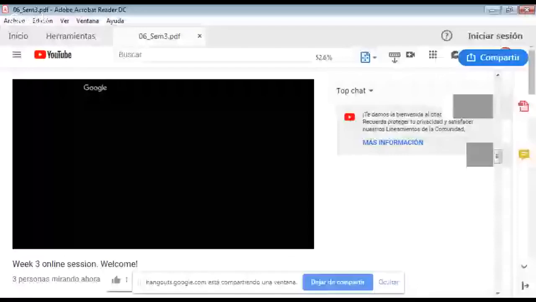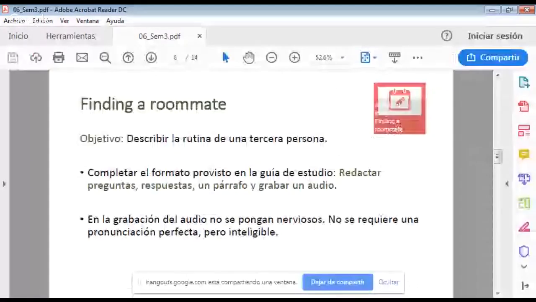Yes, so that's the objective. You can see it on your screen. Describe the routine of a third person. You have to fill in the template that is given by the study guide. You have to answer the questions, write a paragraph, and record an audio track. Again, you don't have to be worried or nervous when you're recording, because we're not expecting a very sophisticated, complex accent. We just want you to record something that is intelligible, something that is understandable, ok?